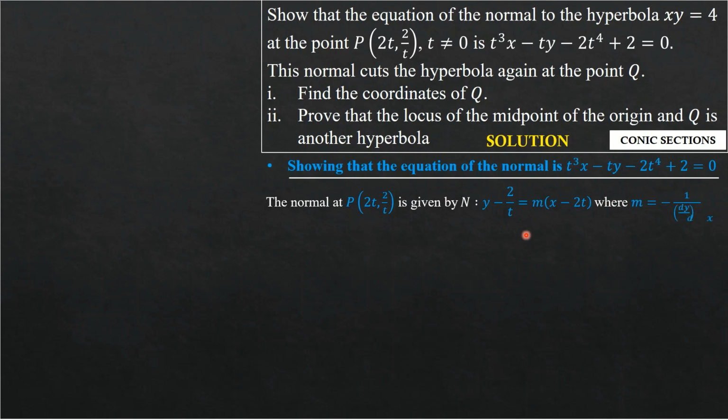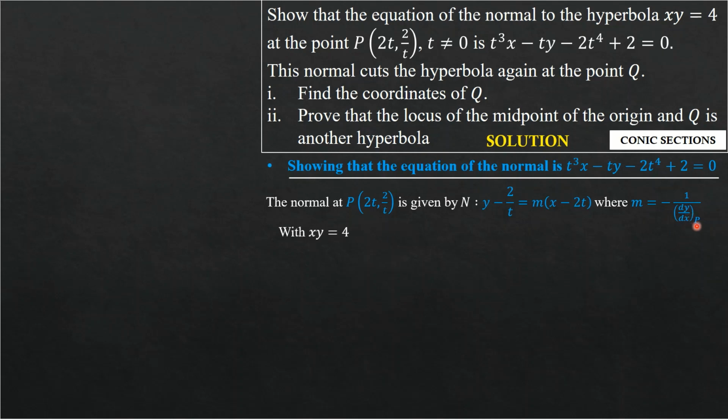Now what is m? m is simply negative 1 divided by the gradient at that point. dy/dx means gradient, and then subscript P means that I'm looking for the gradient at that point. So the gradient at that point gives you the gradient of the tangent. Since the normal and the tangent are perpendicular, the product of their gradients is negative 1. From there you can make the gradient of the normal the subject of the formula. I get the gradient of the normal to be negative 1 divided by the gradient of the tangent. Alright, now we need to look for dy/dx at point P.